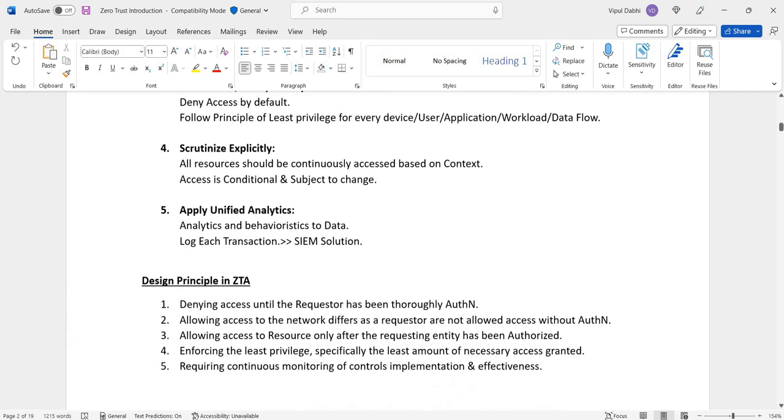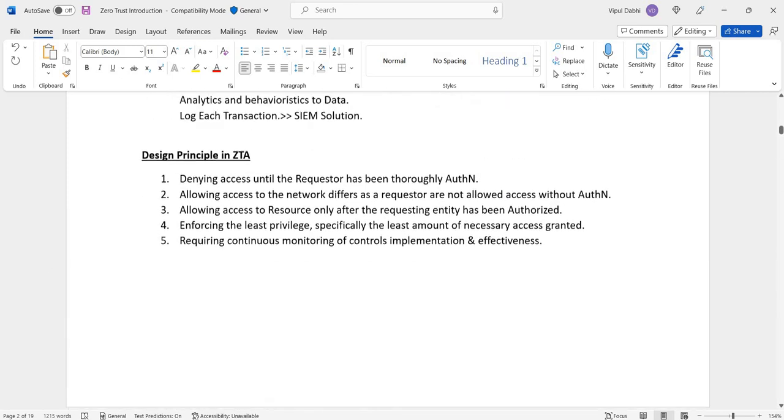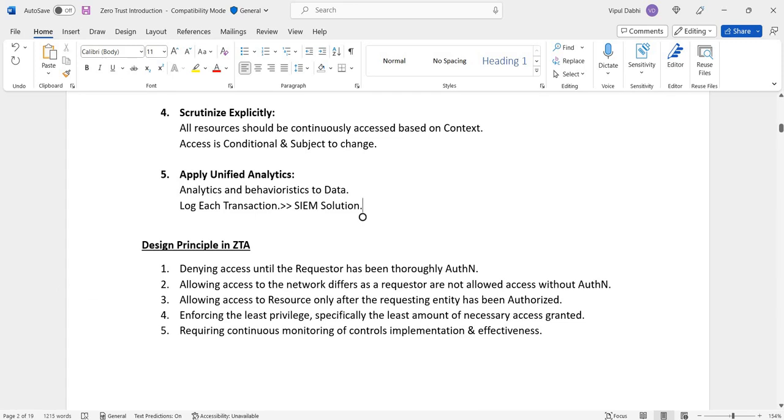Now let's understand design principles in zero trust. ZTA stands for zero trust architecture, and ZT stands for zero trust. But eventually they are all pointing to the same concept, which is zero trust, as per NIST and all those things. So these are the principles. We need to deny access until the requester has thoroughly been authenticated. Until the user gets authenticated, we don't need to grant any access.